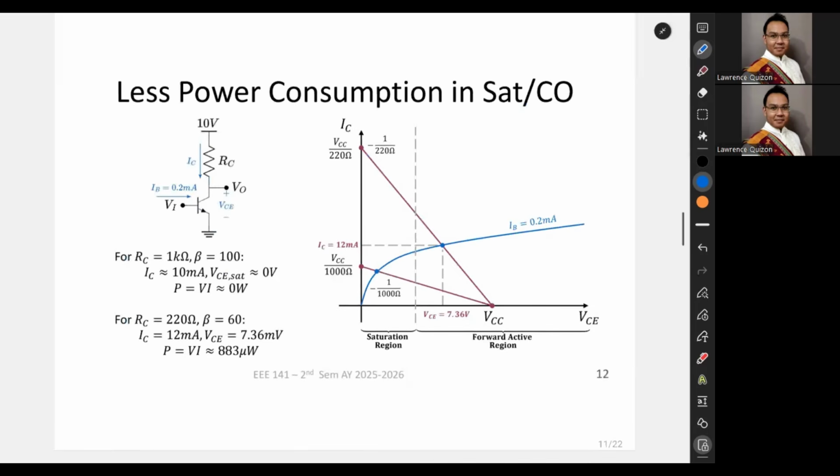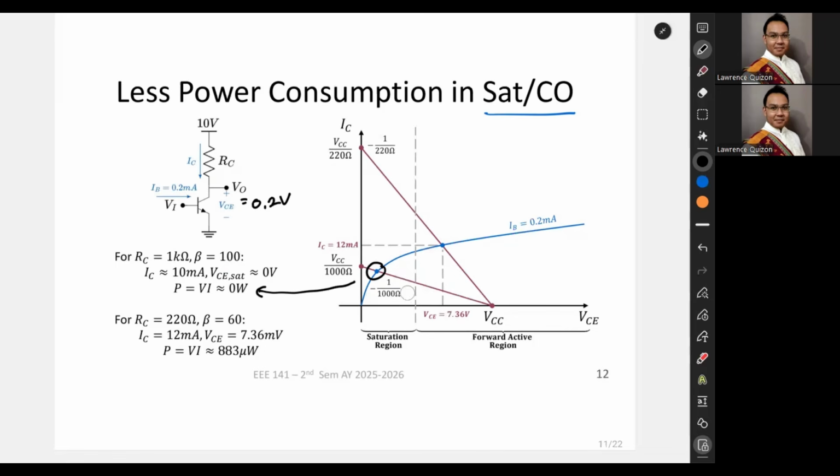An interesting observation about using the BJT as a switch is that we favor saturation and cutoff for another reason. Aside from VCE being practically close to zero, which is ideal for a switch, in saturation you actually get a much lower power. For example, here, the power is practically zero at the point where we are in saturation.